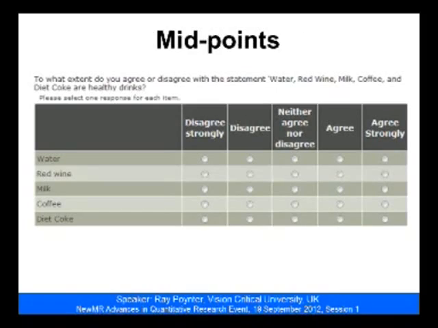So, final topic is about midpoints. There's a lot of discussion amongst people who attend conferences talking about things like scales, about what does neither agree nor disagree mean. Should it really be used as a midpoint? People will say semantically it doesn't really belong there because we can see what agree means and we can see what disagree means. But really, what does neither agree nor disagree mean?